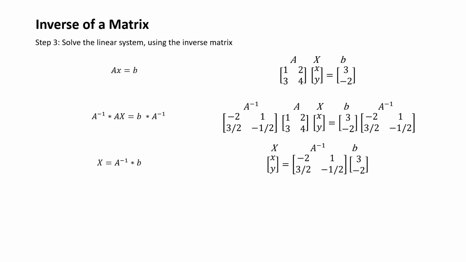So that gives us X is equal to the inverse of A times B. We perform matrix multiplication, and we get a final answer that X is equal to -8 and Y is equal to 11 divided by 2.